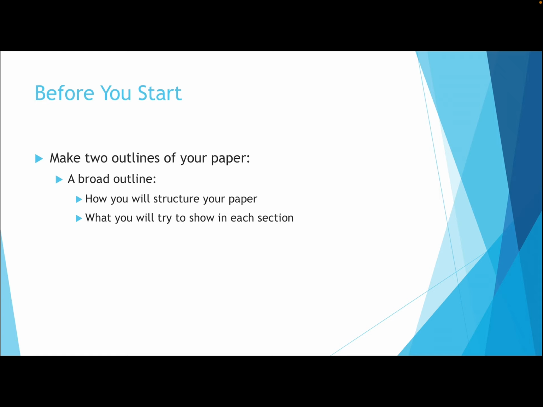All right, one more thing you're going to do before you start. You're going to come up with two outlines. One outline is going to be a broad outline. How are you going to structure your paper? Like, what are the big sections? And what are you going to try to show in each section? I'm going to say this later, but think of it like a blueprint. This is how my paper is going to look. It's not detailed. It's just the broad things.